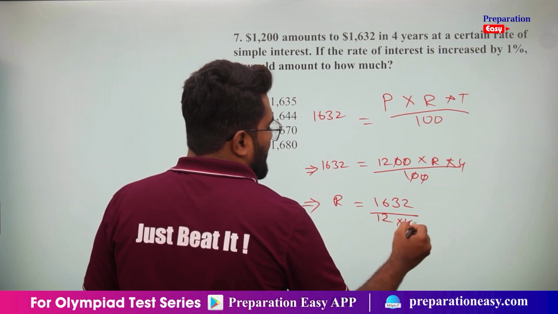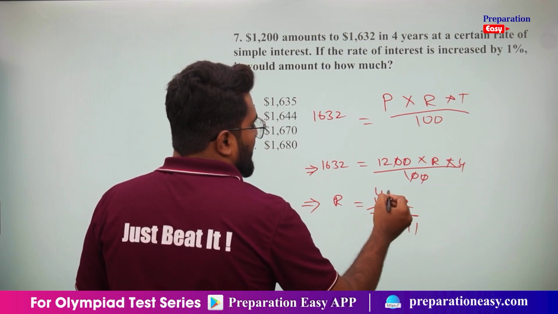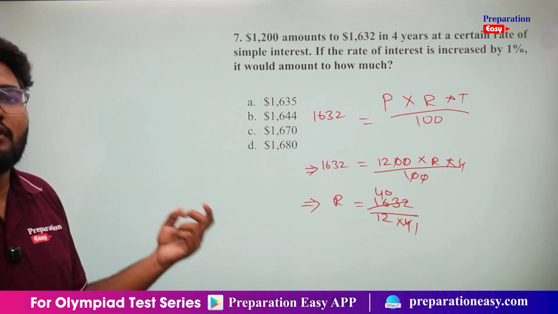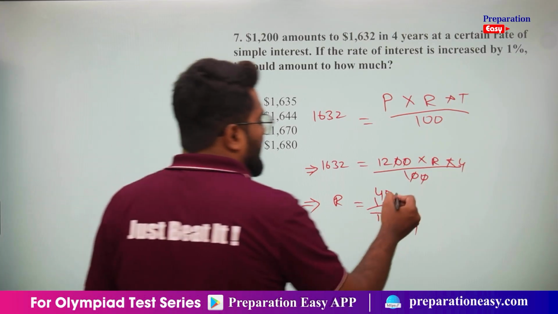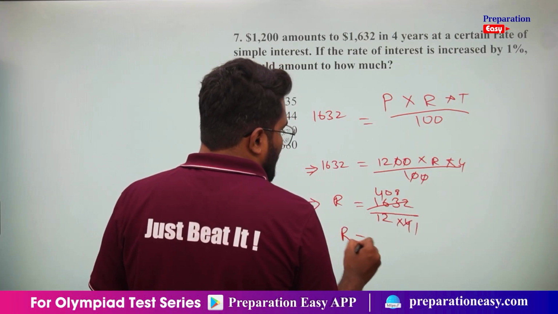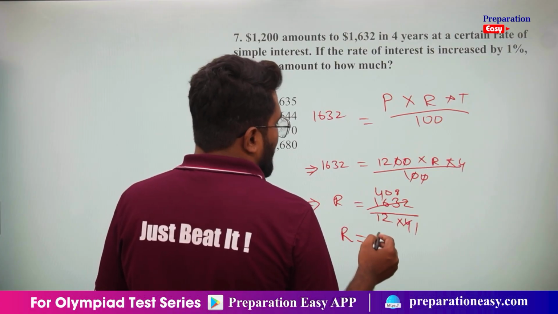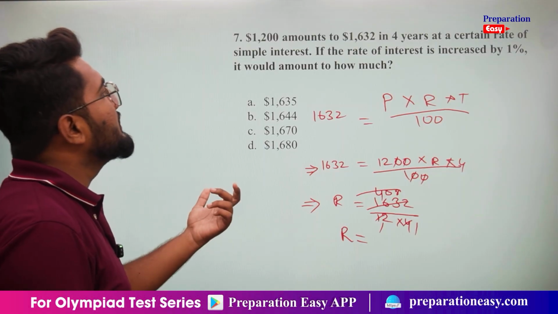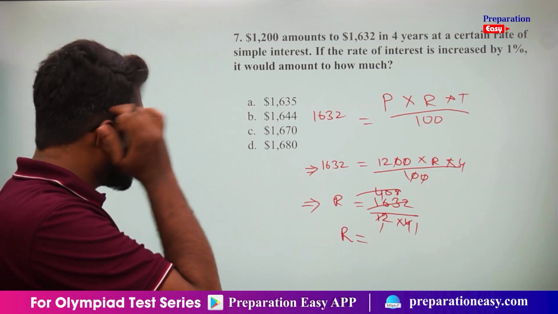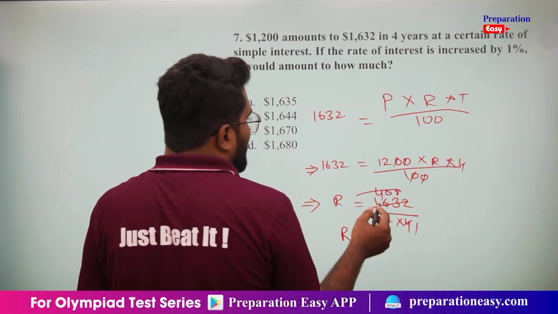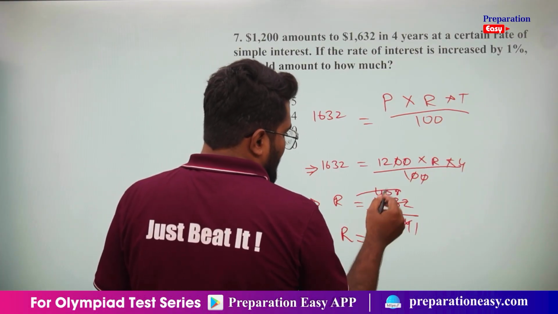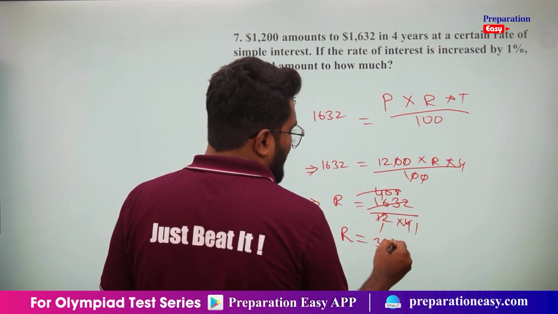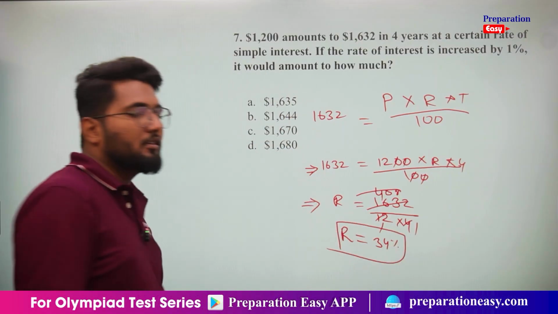So 0 0 cancelled, so rate of interest will be equal to 1632 divided by 12 multiplied by 4. So 4 ones are 4, 4 4s are 16, 0, 4 4s are 16, 0, 4 8s are 32. So it will become 8. So rate of interest: 12 ones are 12, 24, 36, 48. So 34%. Rate of interest will become 34%.